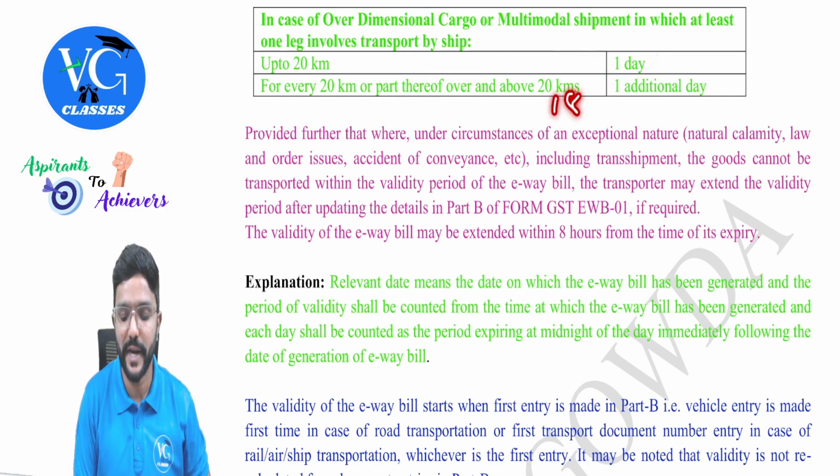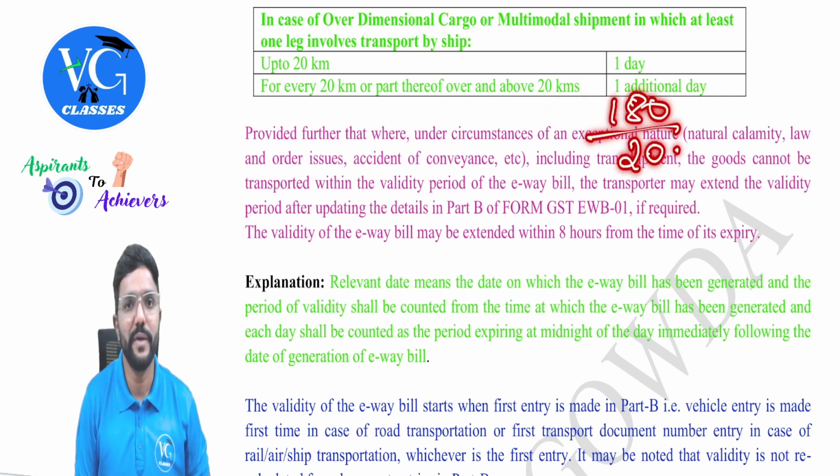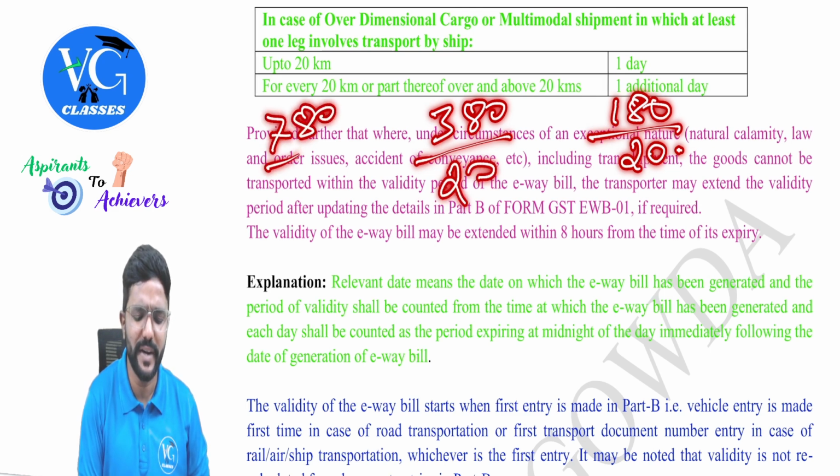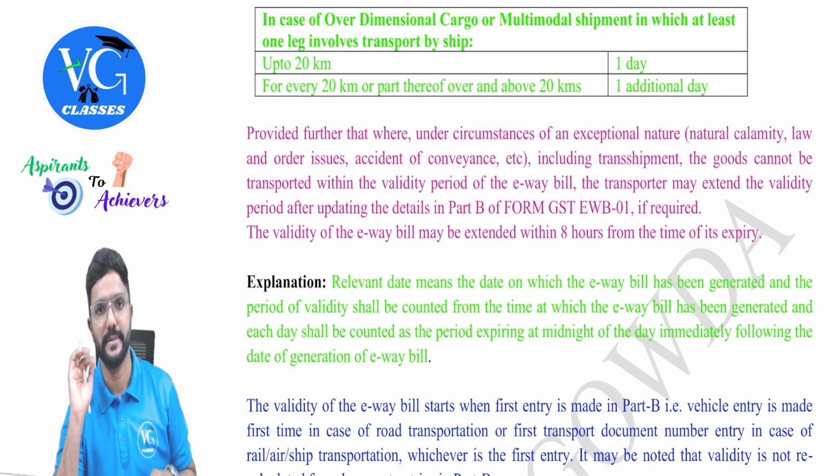For example, assume it is 180. You divide it by 20. Is that clear? Sir, what if it is 380? Divide it by 20. Sir, 780. Divide it by 20. Easy. Just keep doing like that.